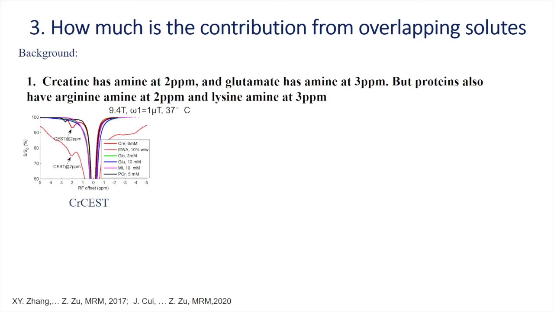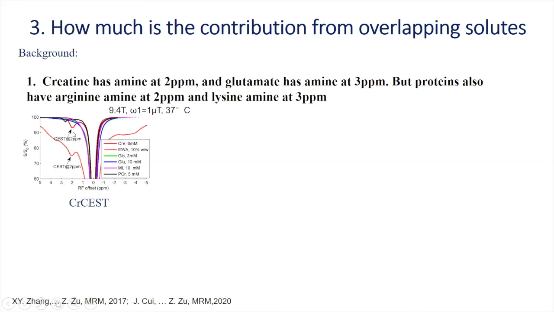Here's our phantom study to evaluate the contrast origin of the CEST signal. Here we have the major tissue components, including creatine, EWA, which is a protein from egg white, and glucose, glutamate, myo-inositol, and phosphocreatine. They are in their physiological concentration and pH, and we measured those phantoms at 37 degrees. Here, the red line represents the creatine, while the dotted red line represents the protein. Other colors represent the other metabolites.